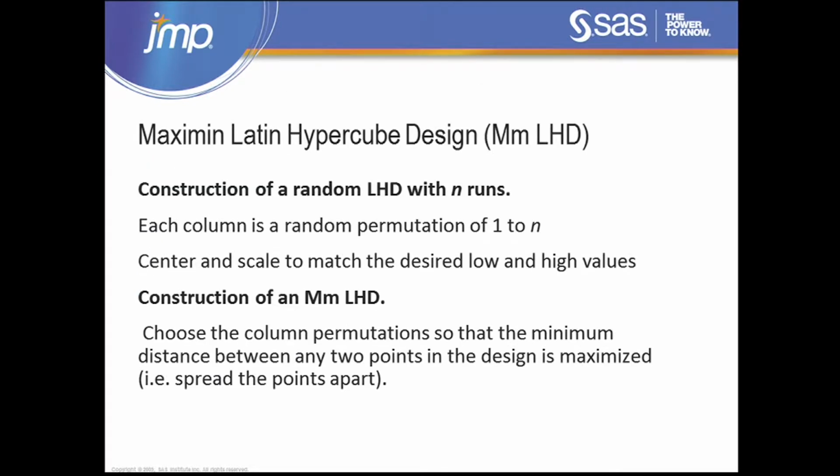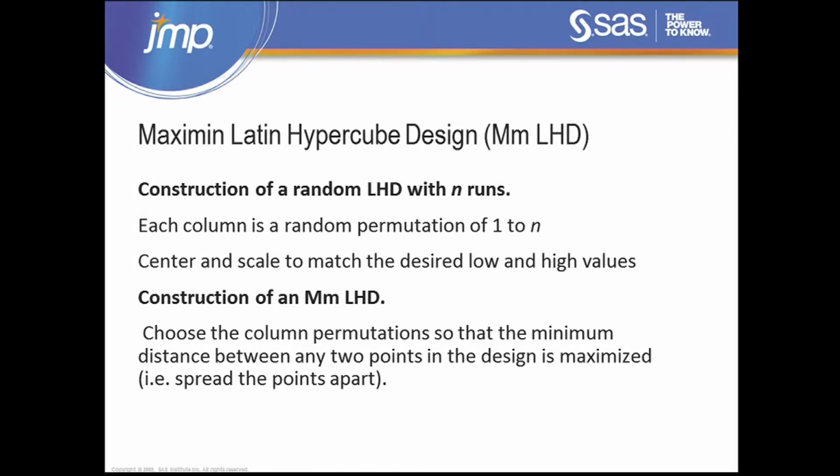So let me get started with the traditional design, which is a Latin hypercube design, and the Maximin Latin hypercube design is one of the big competitors for this kind of experiment. Basically, let me first tell you what a random Latin hypercube design looks like. You just take the numbers from 1 to n, and you permute their order. And you do that once for each factor. And then you center and scale them so that they match the ranges that you're interested in. So that's how you make a random Latin hypercube design.